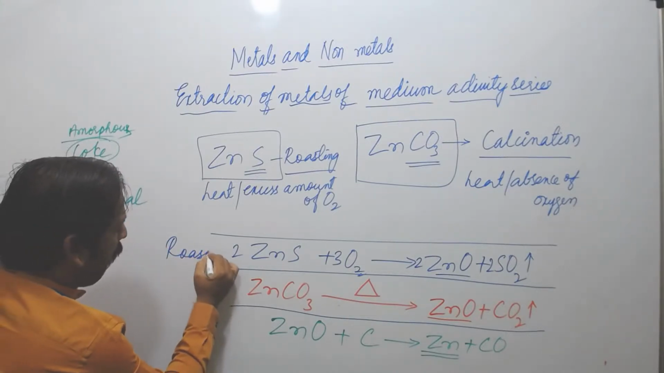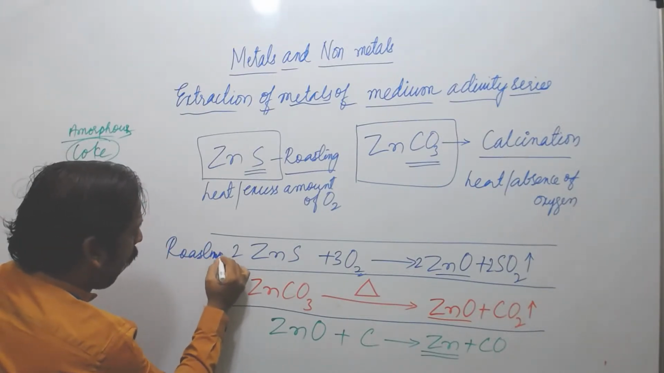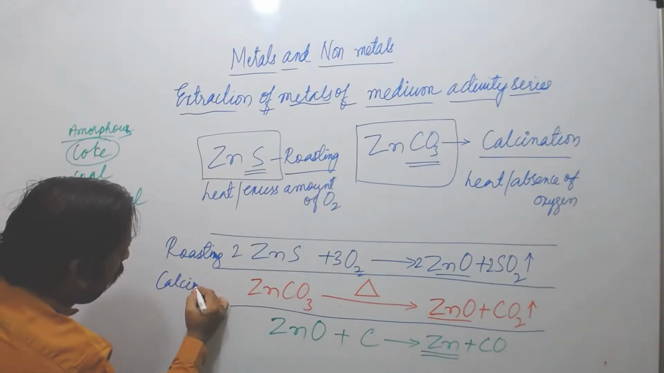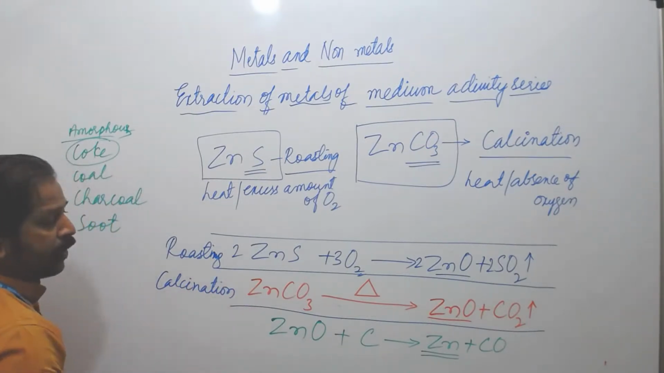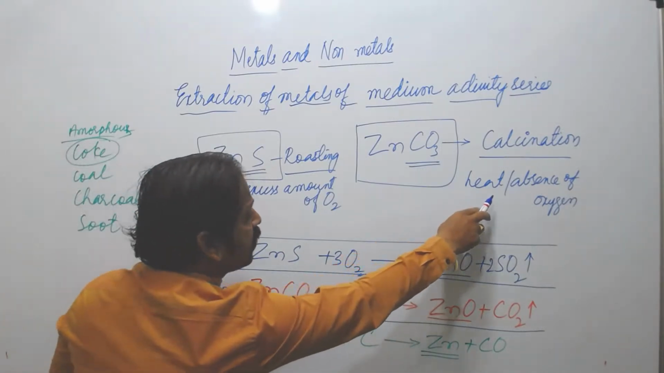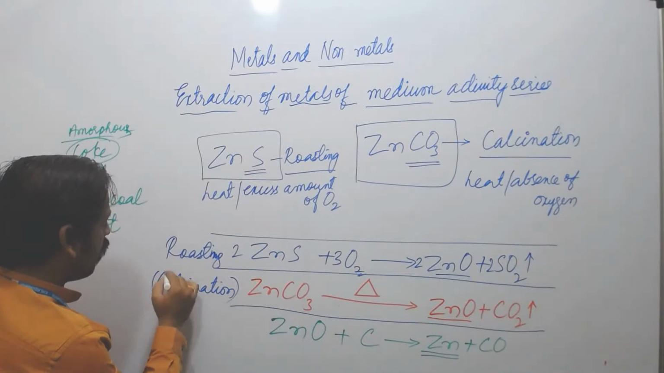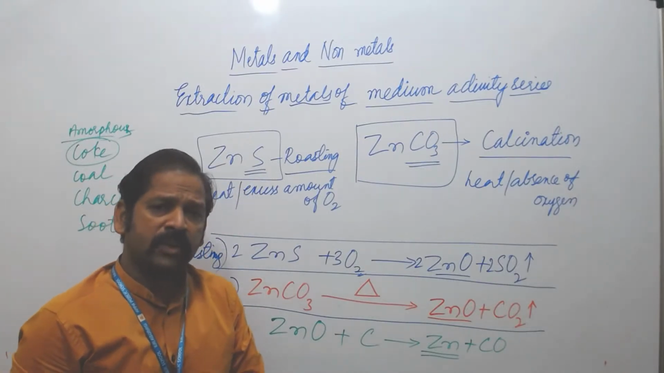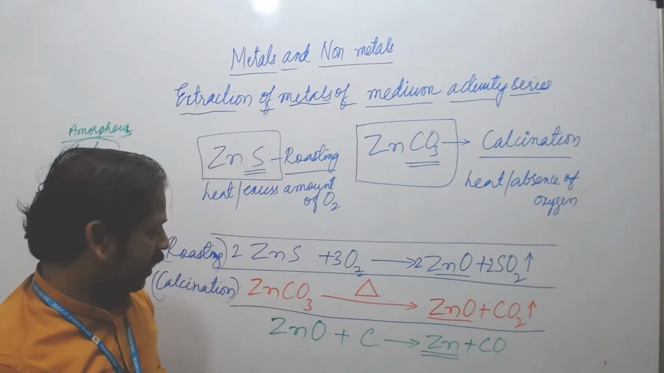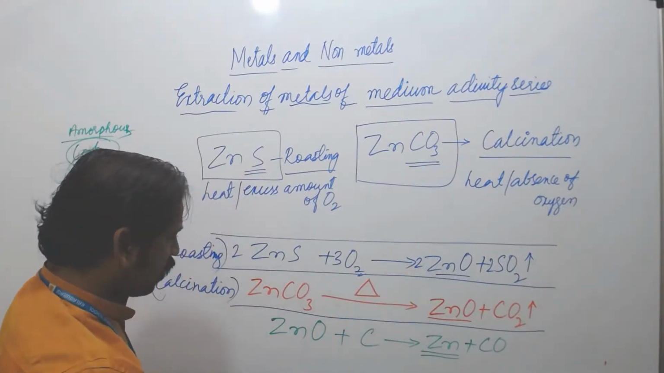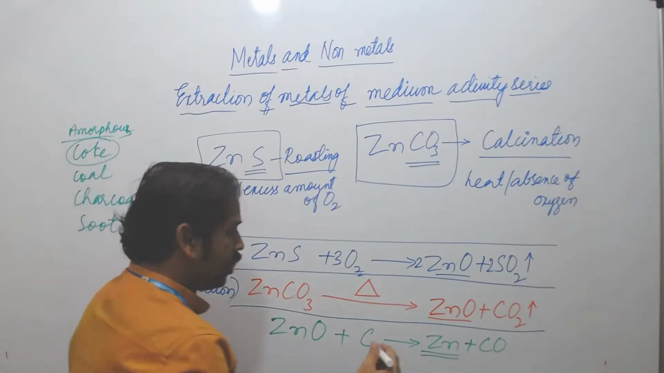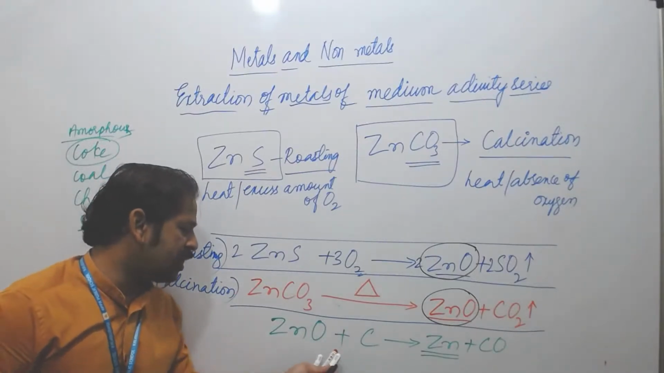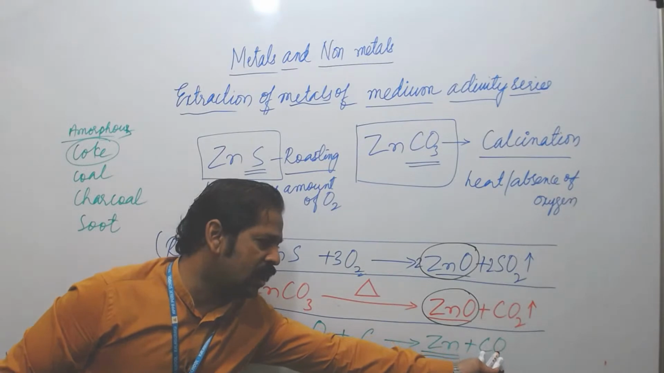The first process is roasting, and the second one is calcination. Calcination is in the absence of oxygen, roasting is in the presence of excess amount of oxygen, not normal amount of oxygen, excess amount of oxygen. Okay, at last we have got the same chemical, zinc oxide and zinc oxide. This zinc oxide, if you reduce, will form zinc and carbon monoxide.